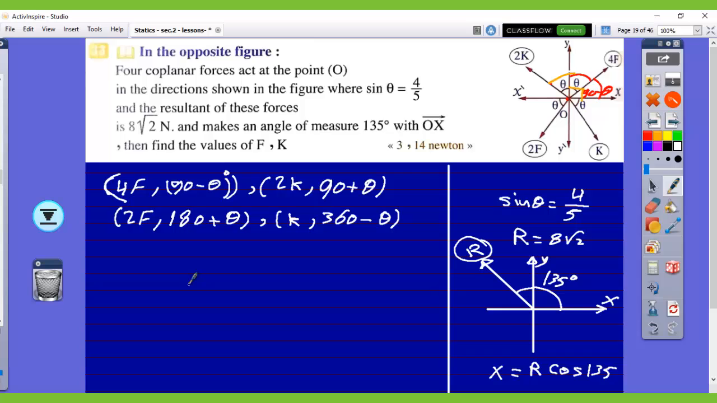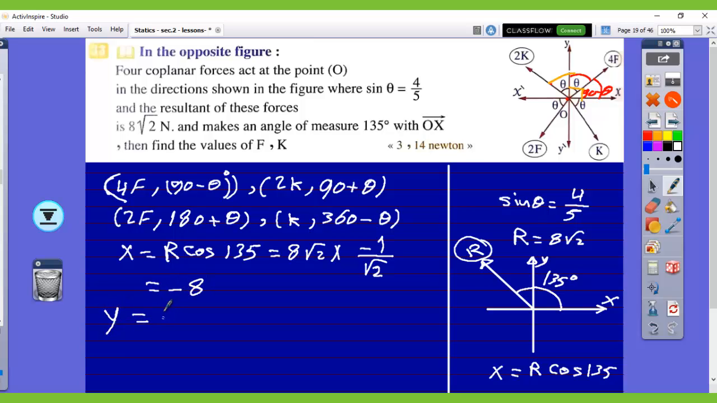Of course, this component equals R cosine theta. Don't forget that the x component of the resultant equals R cosine 135. What is the value of R? It is 8 root 2, multiplied by negative 1 over root 2. It is the value of x. R cosine 135 equals 8 root 2 multiplied by negative 1 over root 2, which equals negative 8.